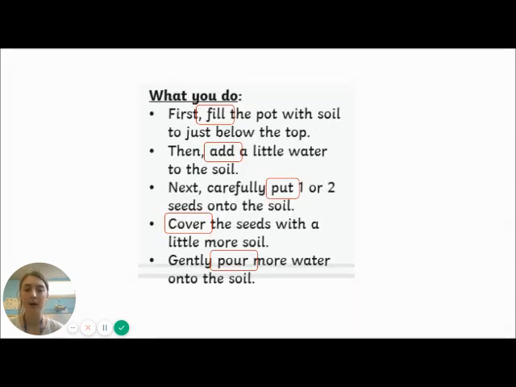Here's our sunflower example. So first, fill the pot with soil to just below the top. Then add a little water to the soil. Next, carefully put 1 or 2 seeds onto the soil, cover the seeds with a little more soil, gently pour more water onto the soil. So they're words that tell you what to do and make it really clear.